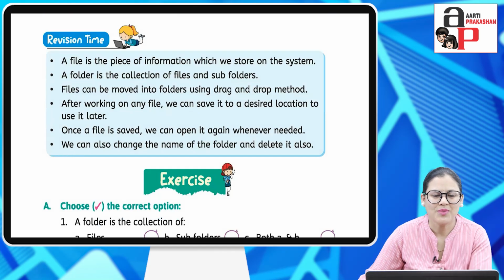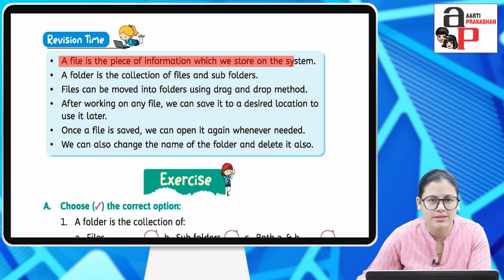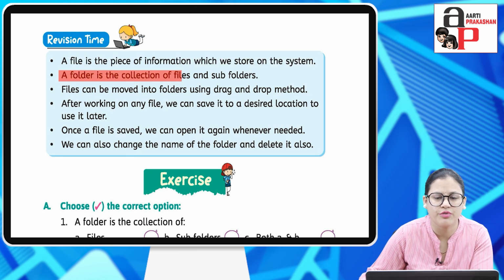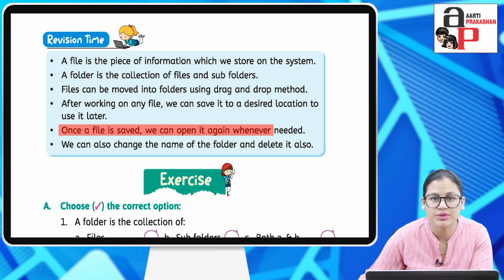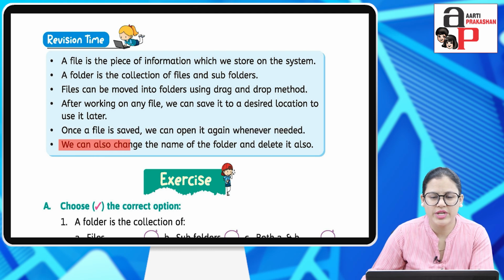Revision time. A file is a piece of information which we store in the system. A folder is a collection of files and subfolders. Files can be moved into folders using the drag and drop method. After working on any file, we can save it to a desired location to use it later. Once the file is saved, we can open it again whenever needed. We can also change the name of a folder and delete it.